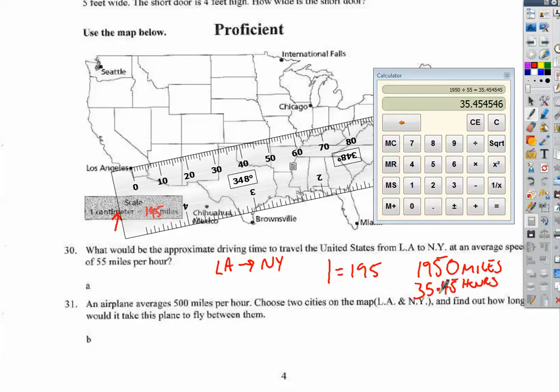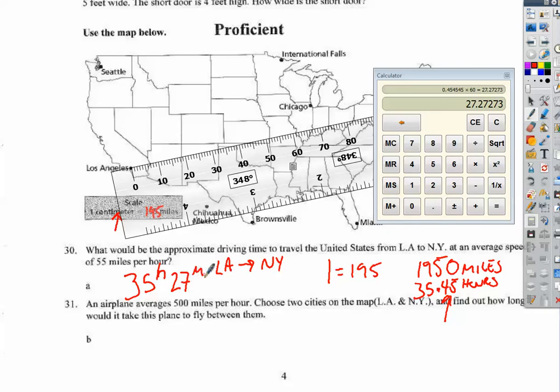But wait! We don't talk about hours in decimal form. We don't say 35.45 hours. So we need to convert this decimal into minutes. And there are 60 minutes in an hour, so I multiply it by 60. So I get 35 hours, and I guess that does sound right. So we have 35 hours and 27 minutes. All right, there you go.